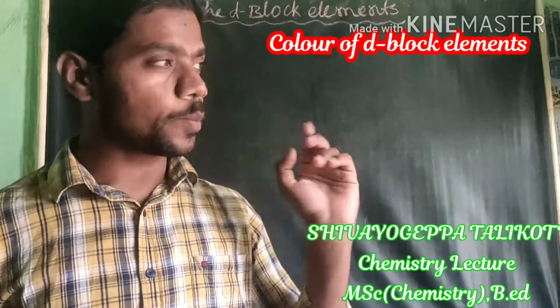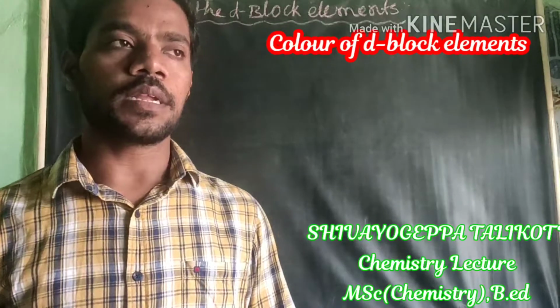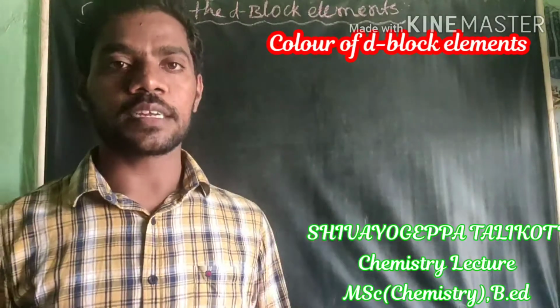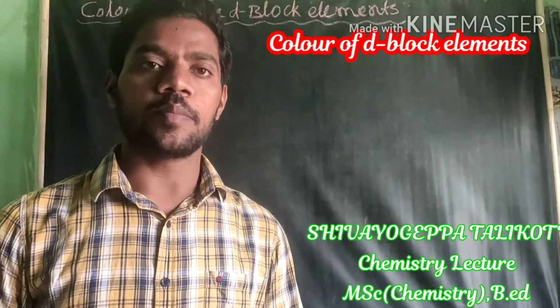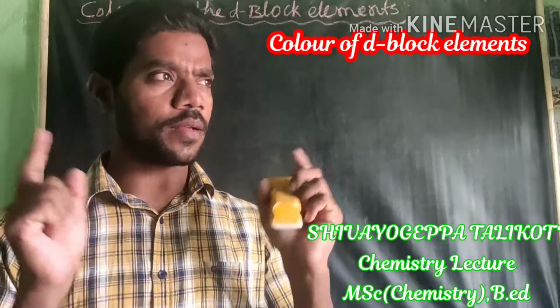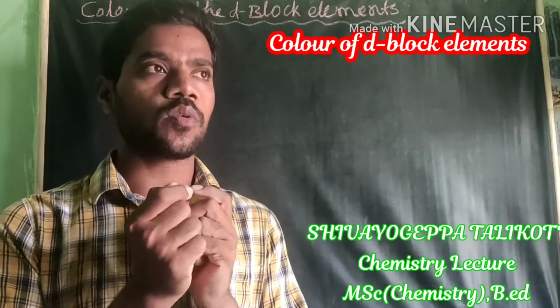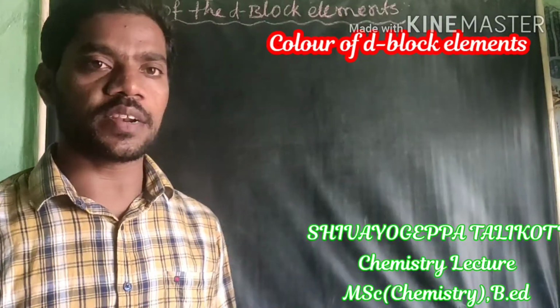Next I will go for one of the important concepts in the d block element chapter. The next concept is the color of the transition elements, also called the color of the d block elements. Already we observe in nature that there are so many objects in different colors. Why are they looking different in color?